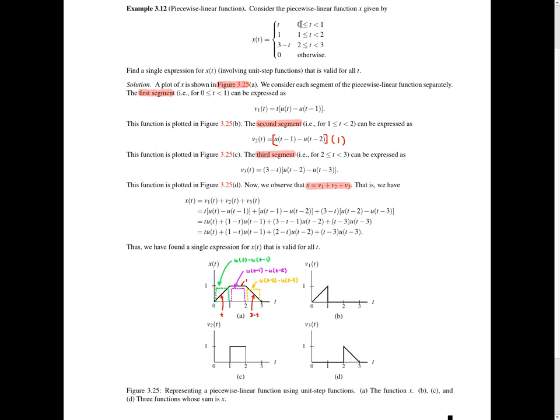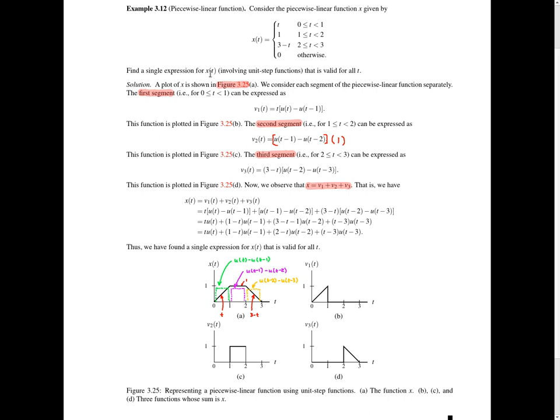If it's between 0 and 1, we get t. If it's between 1 and 2, we get 1. If it's between 2 and 3, we get 3 minus t, and we get 0 otherwise. So essentially we have an expression for the value of x of t that consists of 4 cases. What we're asked to do in this example is find a single expression for x of t that's valid for all t. In other words, it consists of only a single case.